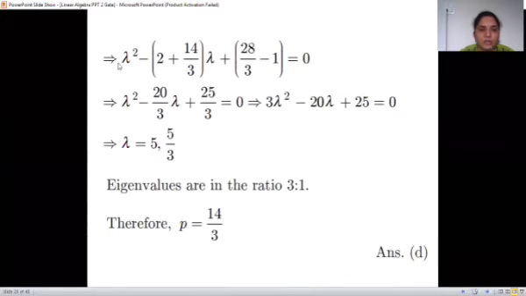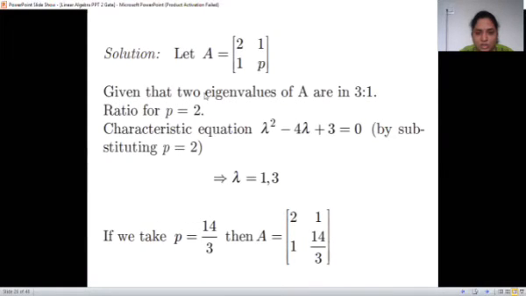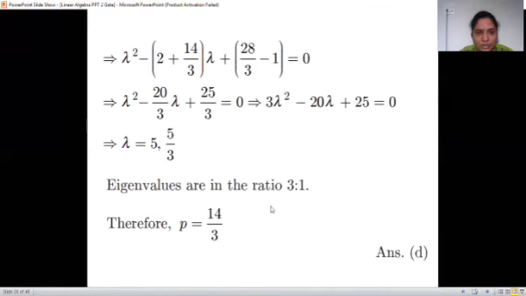I'm again using the formula lambda square minus trace, 2 plus 14 by 3, lambda plus determinant is equal to 0. Solving this equation, we'll get 3 lambda square minus 20 lambda plus 25 equal to 0. So lambda is 5 and 5 by 3. Only in this case this is in the ratio 3:1. If we multiply by 3, we get 15 and 5, that is the ratio 3:1. So this is possible only in the case 14 by 3.